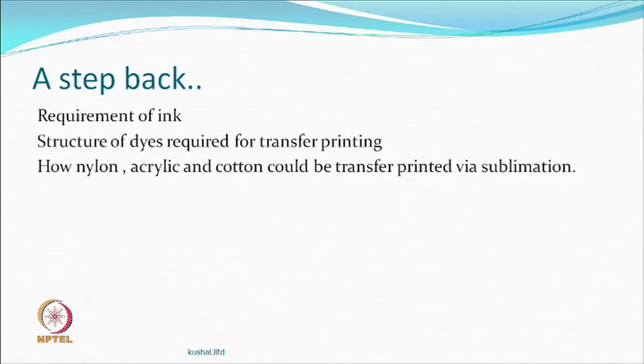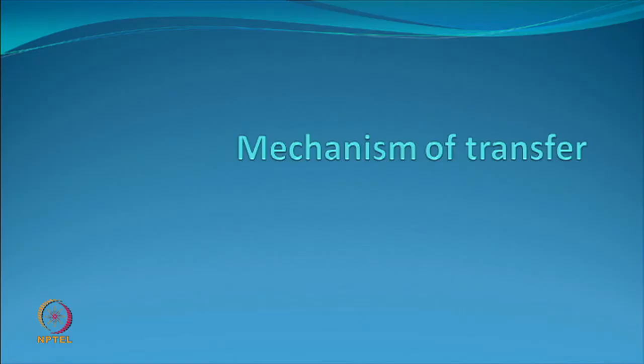So stepping back, we understood that there is a requirement of ink. It would have some solvent which is relevant to the technology. There may be a binder which will be relevant for fixing, and also various types of dyes can be used for transfer printing, dispersed of course, and various other fibers, nylon, acrylic, cotton also could be transfer printed via sublimation printing. So at the moment we are still on sublimation transfer printing and not on any other transfer. So we go to the mechanism of transfer.